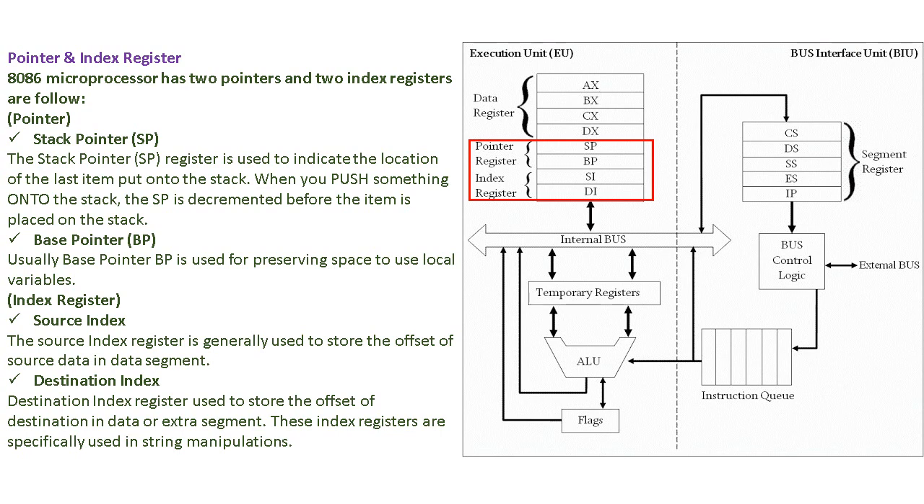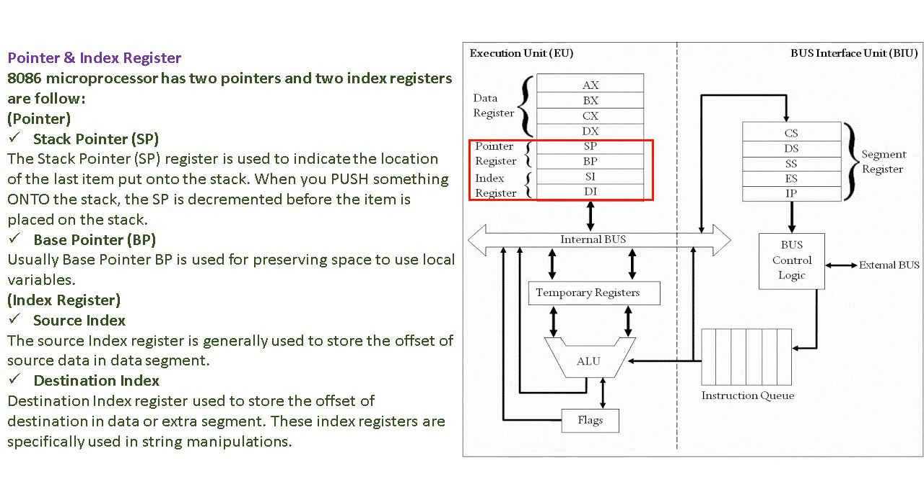Now we will discuss the pointer and index registers. On the right we can observe the red color border. These are the registers which fall under the pointer and index register category. In this category we have 4 registers.